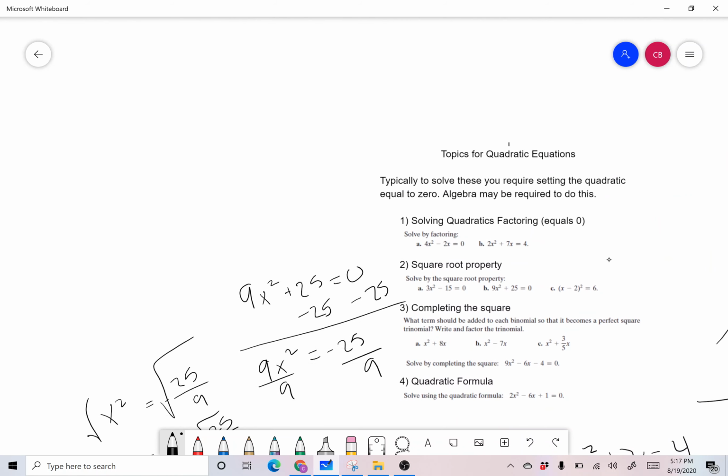We'll do the next one. We have x minus 2 in parentheses squared is equal to 6. Take the square root, x minus 2.